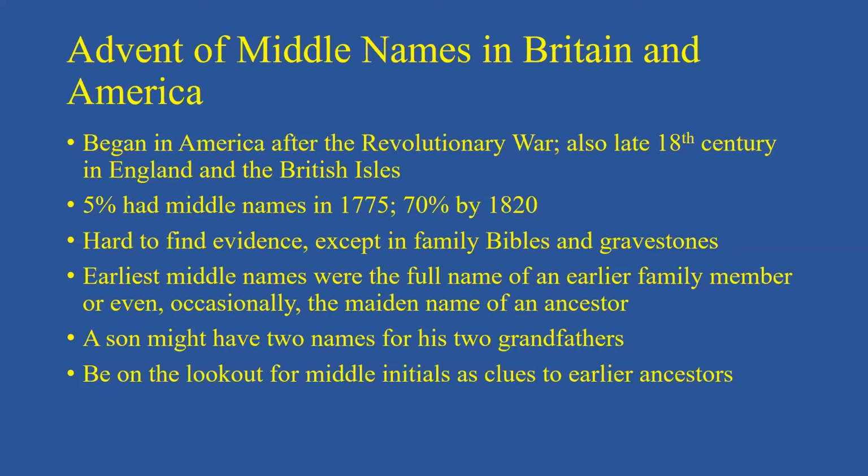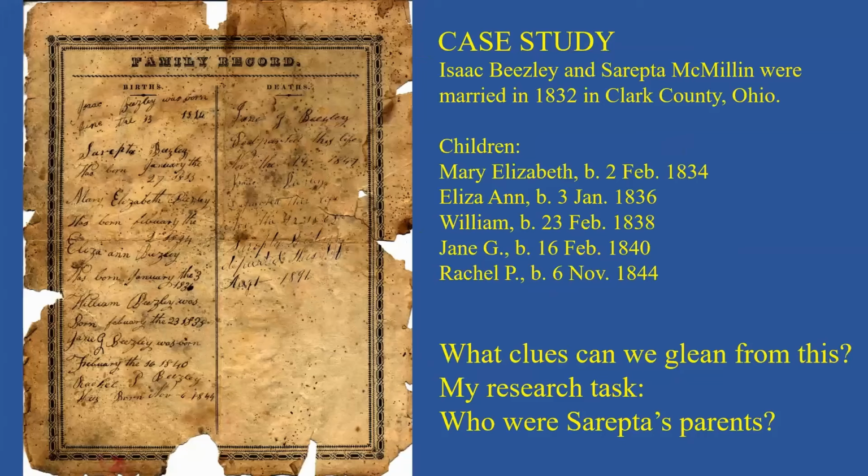It can be very difficult to find documentary evidence of a middle name. You will find records of people using a middle initial, but rarely is their full middle name written out, especially if they are not of a Germanic background. Family Bibles, church records, and tombstones are probably the best sources. Earliest middle names were often the surnames of earlier ancestors or close relatives. So it can be a really valuable clue if you can find evidence of a full middle name of an ancestor. A son might have two names, one for each of his grandfathers, especially after the old naming custom had disappeared. Let's take a look at another case study of another ancestor of mine.